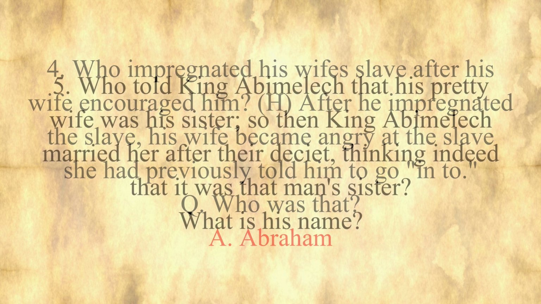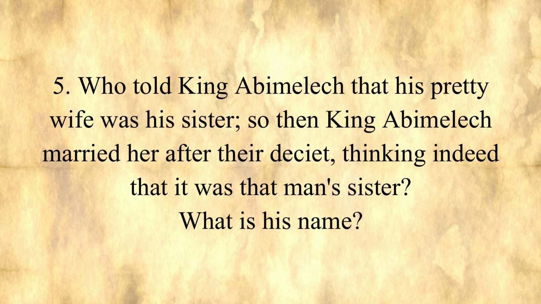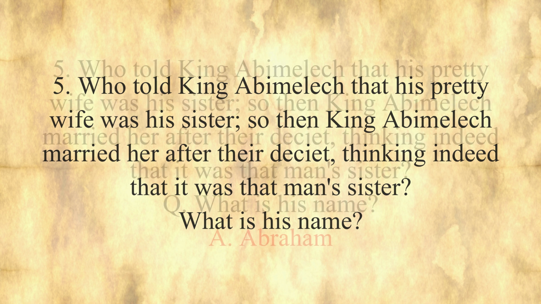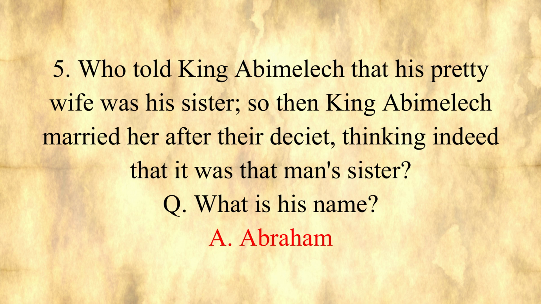And then last here on this video, question 5. Who told King Abimelech that his pretty wife was his sister? So then King Abimelech married her after their deceit, thinking indeed that it was that man's sister. What was his name? If you said Abraham, you'd be correct.